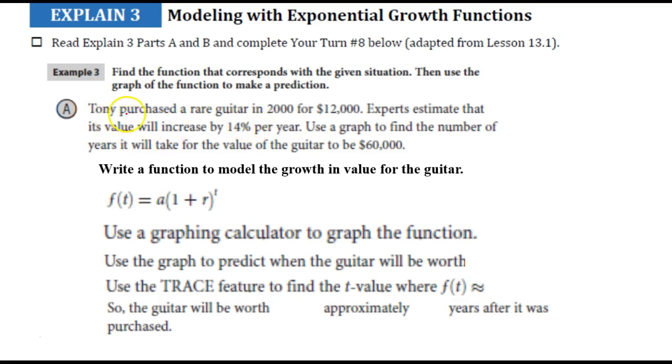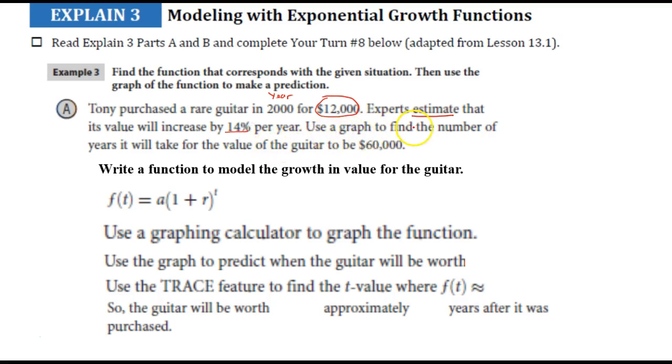So here's a gentleman, Tony, who purchased a rare guitar in the year 2000, not for $2,000, for about this much money. So that's how much he bought it for. Experts estimate that the value will increase by 14%. Now this is an estimate, but we usually want things to increase in value. So he probably bought this as an investment, hoping the guitar will be worth more and he could sell it for more later on. And that's going to be 14% per year.